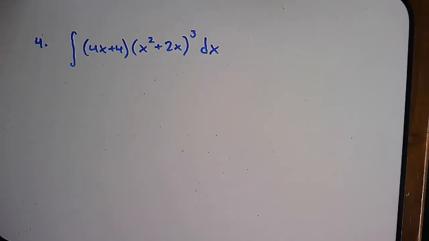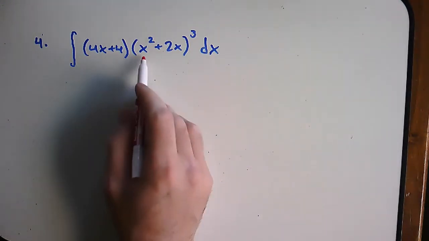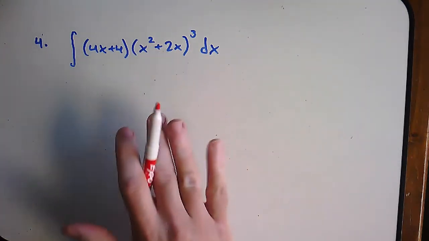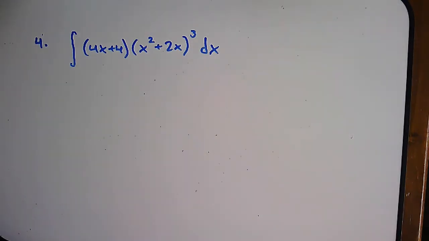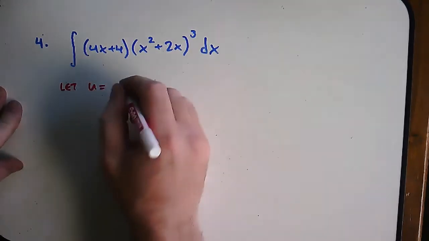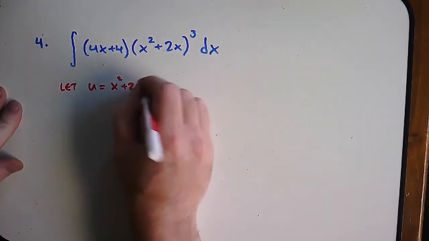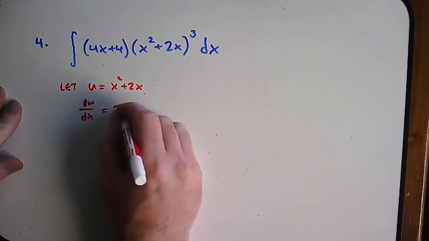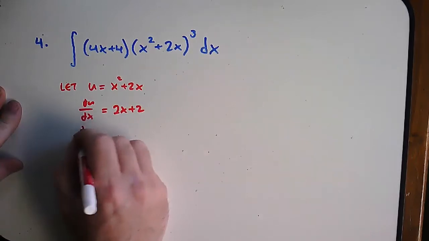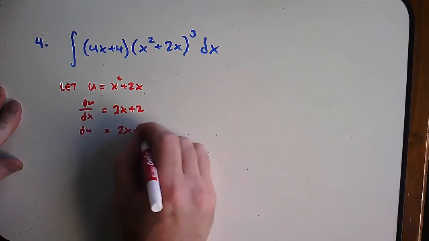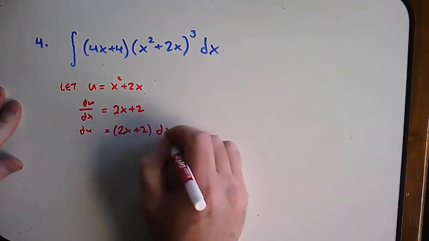Okay, problem 4. Integral of 4x plus 4 times the quantity x squared plus 2x cubed. Again, I'm going to take my higher power of x, so x squared, and really I'm going to take x squared plus 2x, right? We need a function and its derivative being multiplied together, right? That's what the chain rule generates. So let's let u equal x squared plus 2x, and then du dx equals 2x plus 2, and du, just du by itself, equals 2x plus 2 times dx.